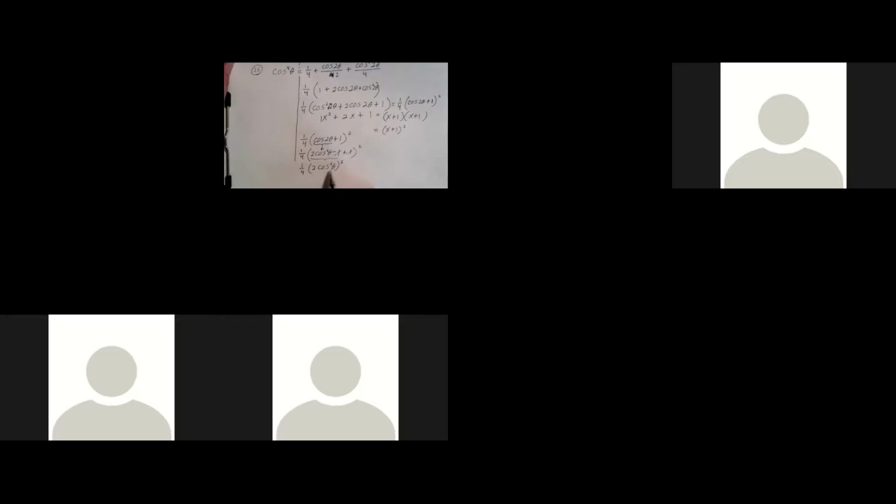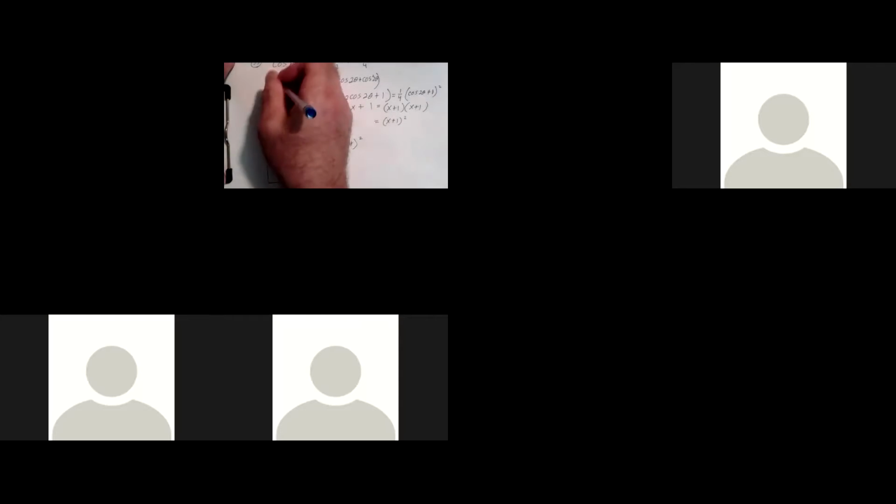But ladies and gentlemen, 2 cosine squared theta, squared, is going to be 4 cosine to the 4th power of theta. When you square the cosine squared of theta, you get cosine to the 4th power of theta. But these 4's cancel, and I'm done. I have shown that the right side is indeed the what? The right side is indeed, ladies and gentlemen, the left side. You see that there? Okay.